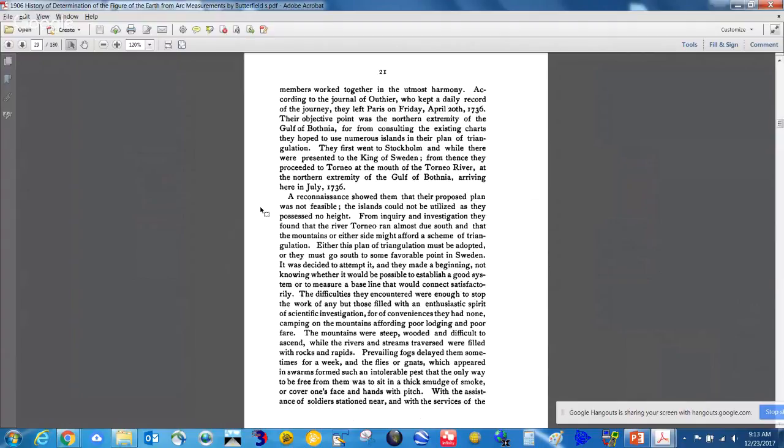We have it easy today with electronic measuring equipment, but back then you had to measure it with some type of poles or rods, or later on we had tapes, steel tapes, but this is way, way back.